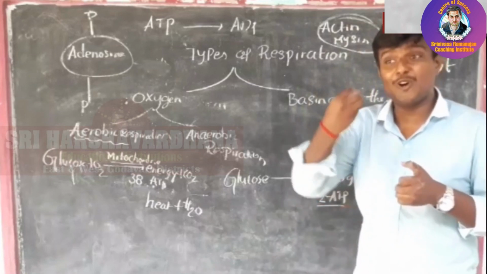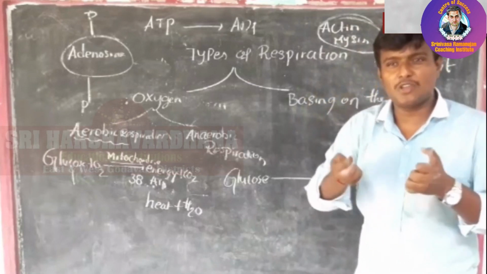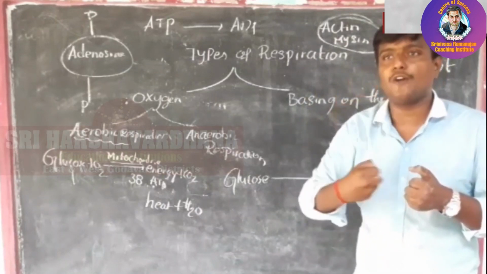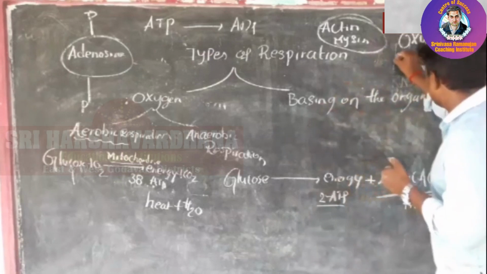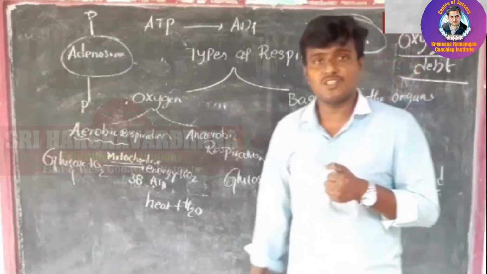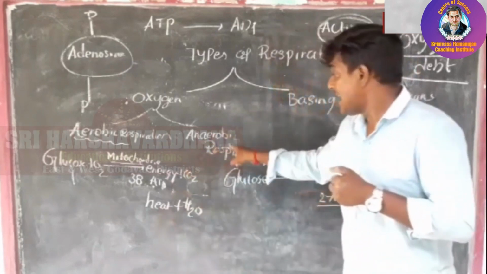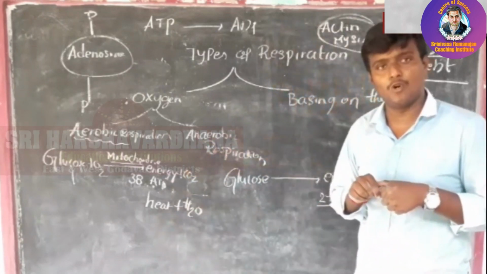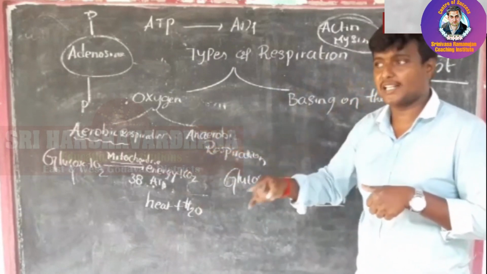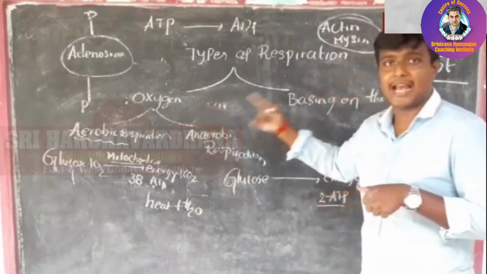When you are doing vigorous exercises or a lot of work, there is no proper supply of oxygen to your body, and that condition is called oxygen debt. At that time, the anaerobic respiration process will be going on. So here, if you see, these are the muscle cells.